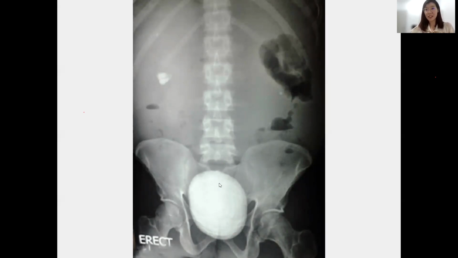Some of us miss the diagnosis also because we thought, oh yeah, this is the bladder. We thought it's a bladder shadow. But actually, you shouldn't see any bladder shadow. It really happens. Sometimes we just think this is a bladder, but actually there's already calcification inside that. Bladder stone plus kidney stone.